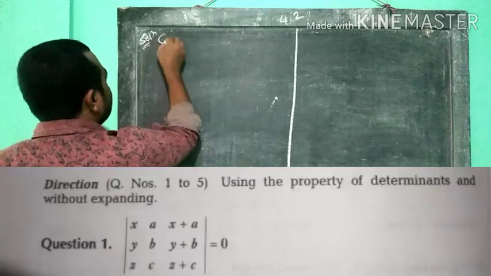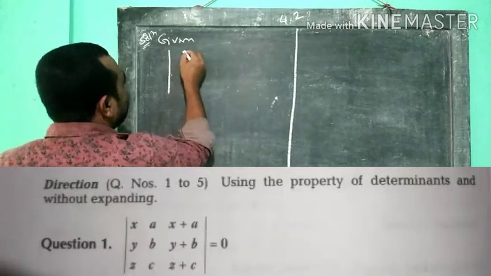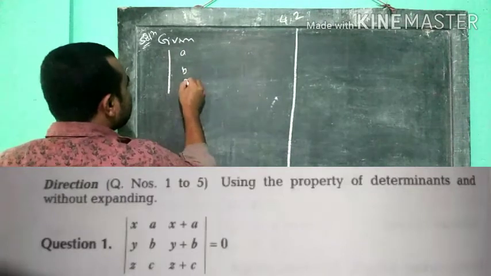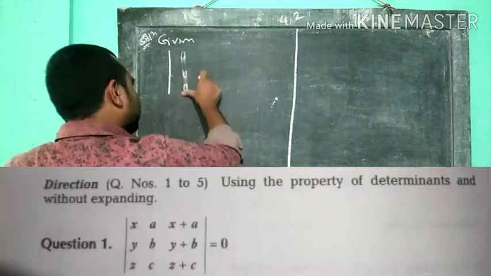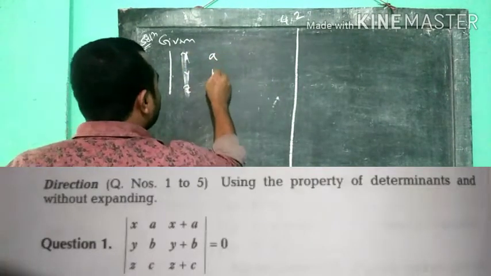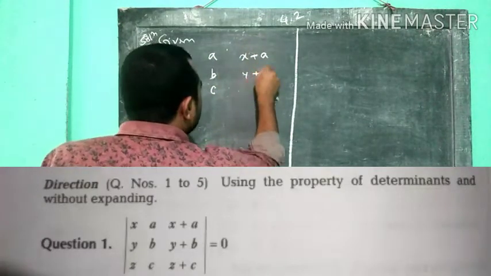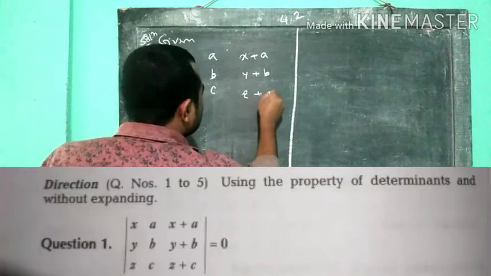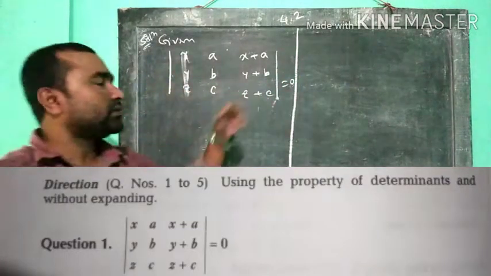Solution. What is given? The determinant with first row x y z, second row a b c, and third row x plus a, y plus b, and z plus c is equal to 0. We are going to prove this.